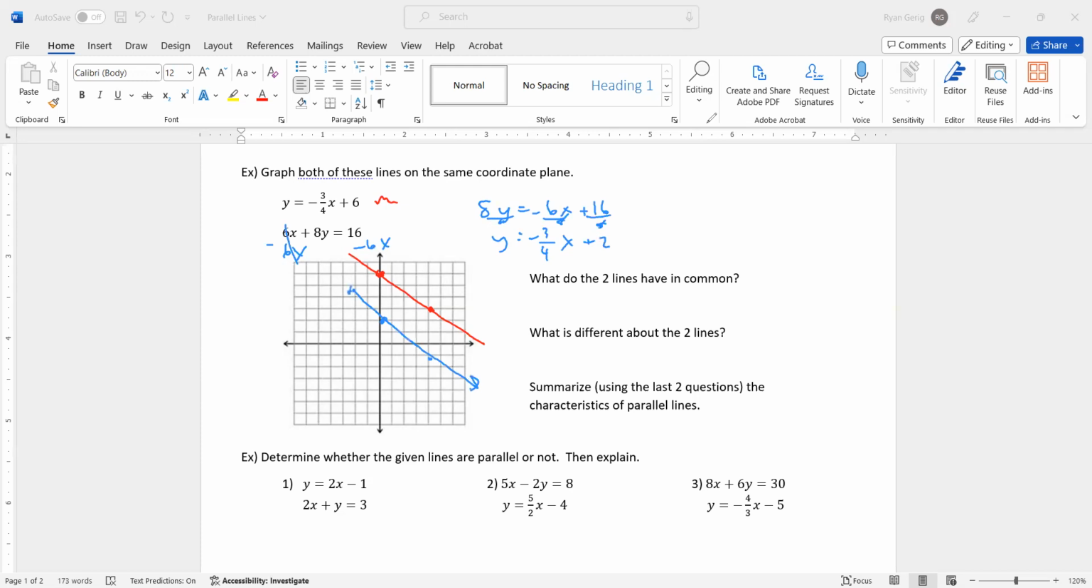And what do you notice? They're parallel. Okay, now let's look at their equations. That's the key thing that I want you seeing. The equations, the ones in slope-intercept form, because they are in the same form that's easier to compare. What do the two lines have in common? Hopefully you see that they have the same slope. What is different about the two lines? They have different y-intercepts.